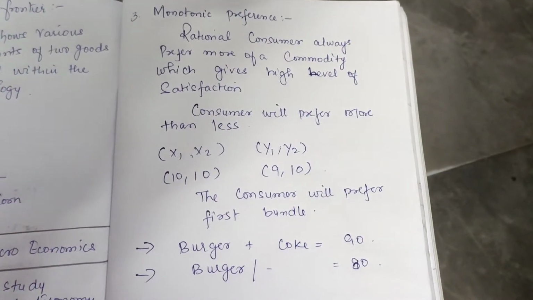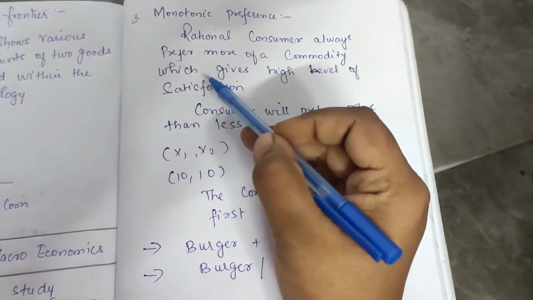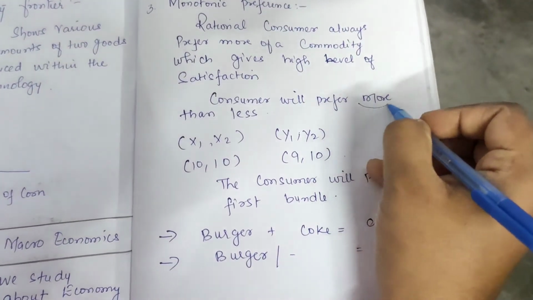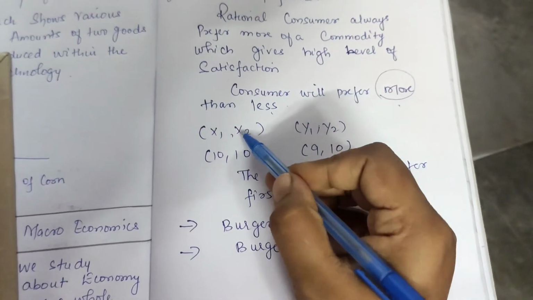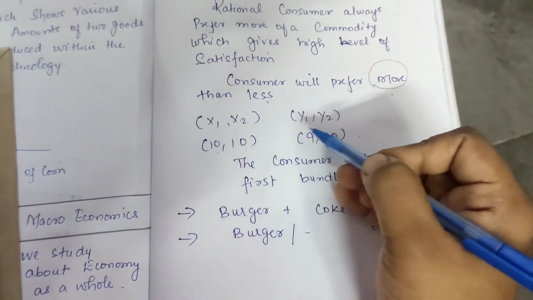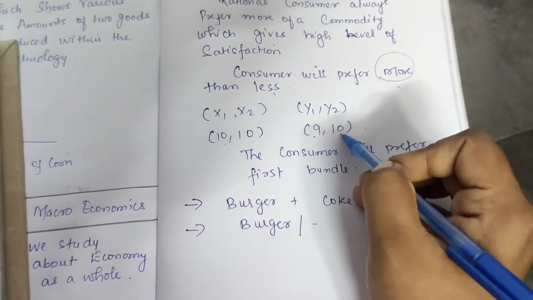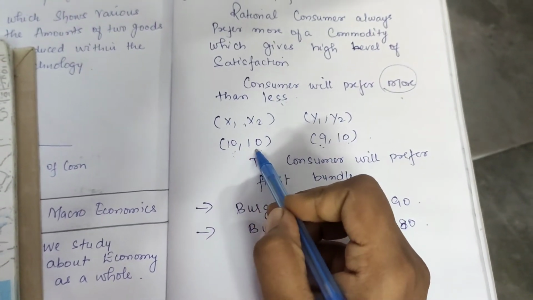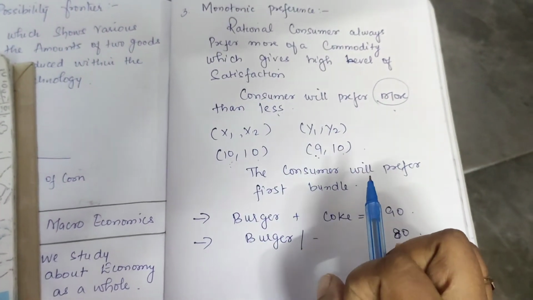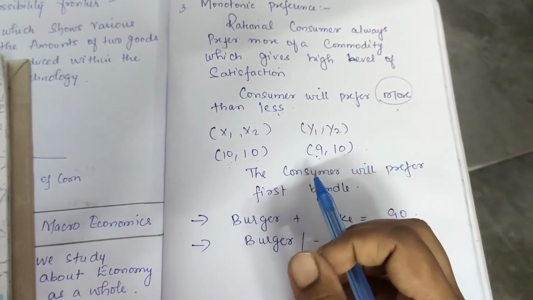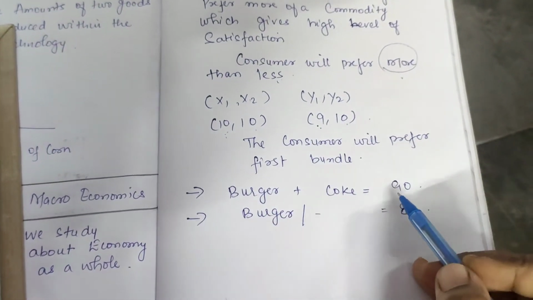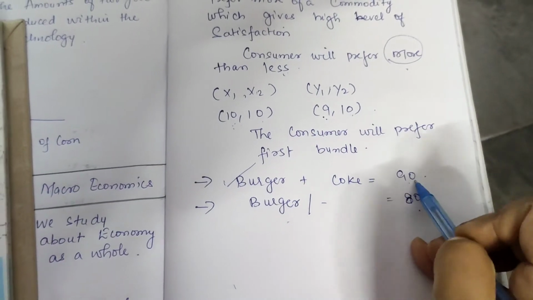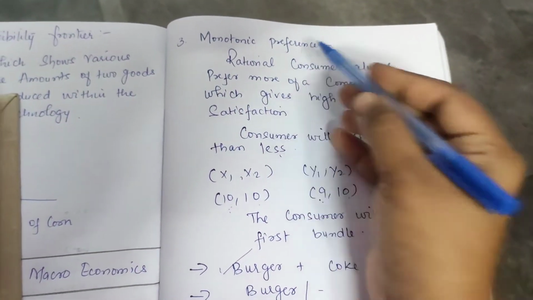The next question is, what is monotonic preference? A rational consumer always prefers more of a commodity, which gives him a higher level of satisfaction. It means the consumer will always prefer to have more of the commodity than less. If bundle 1 provides him 10 and 10 satisfaction, compared to bundle Y which gives him 9 and 10, then the consumer will surely buy the first bundle, which gives him the maximum level of satisfaction. This is called monotonic preference. It means the consumer will prefer more over less. For example, burger plus coke for rupees 90 versus only burger for 80: the consumer will prefer burger plus coke for 90 rupees. This is called monotonic preference.